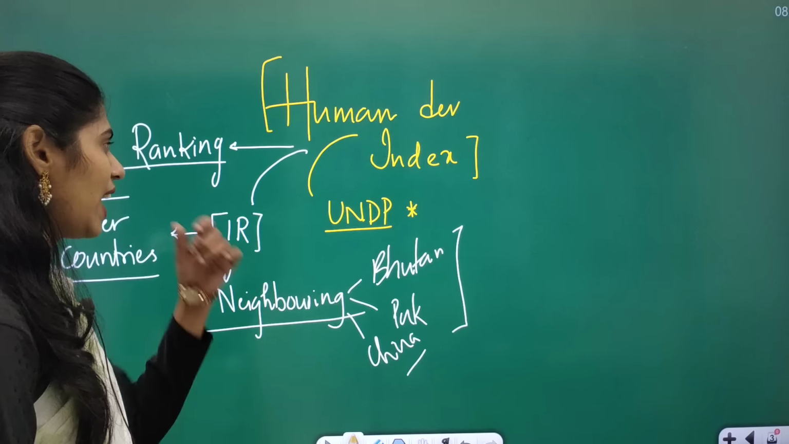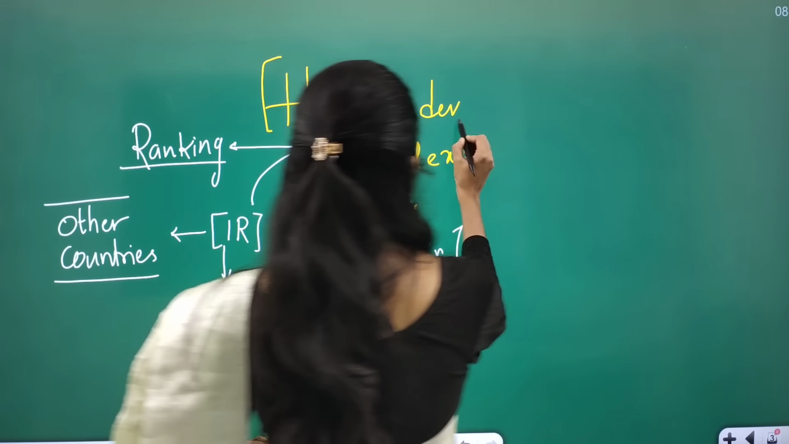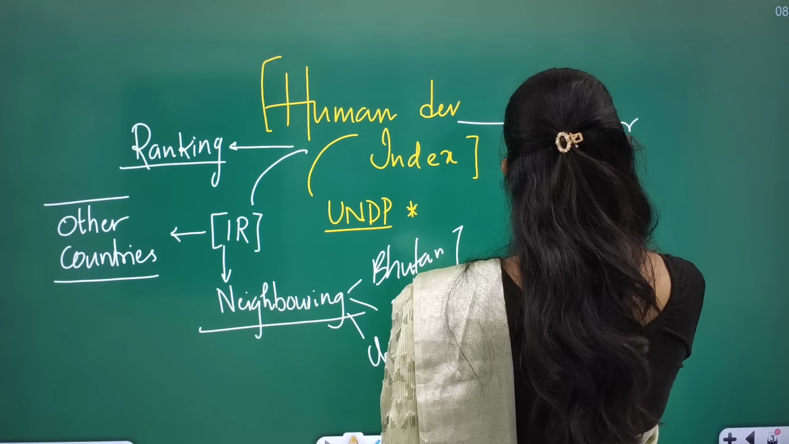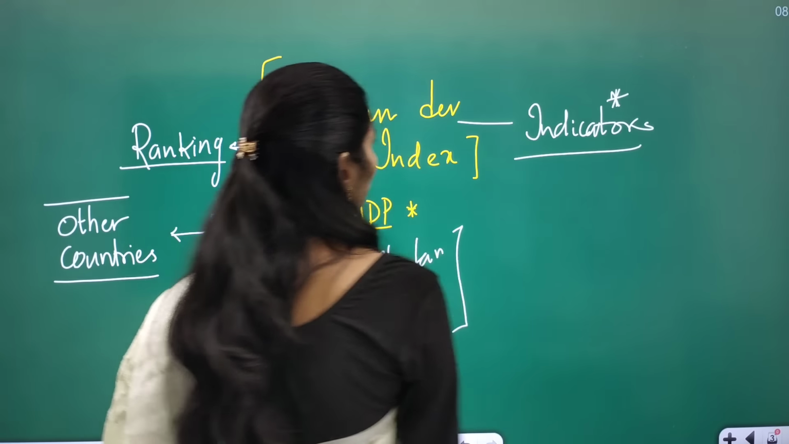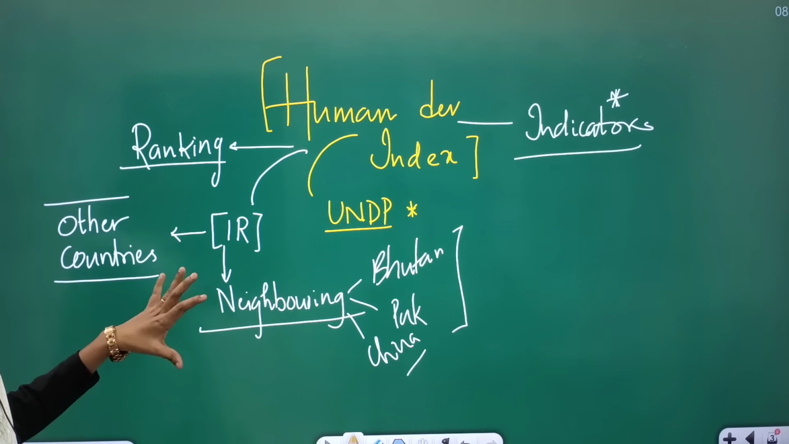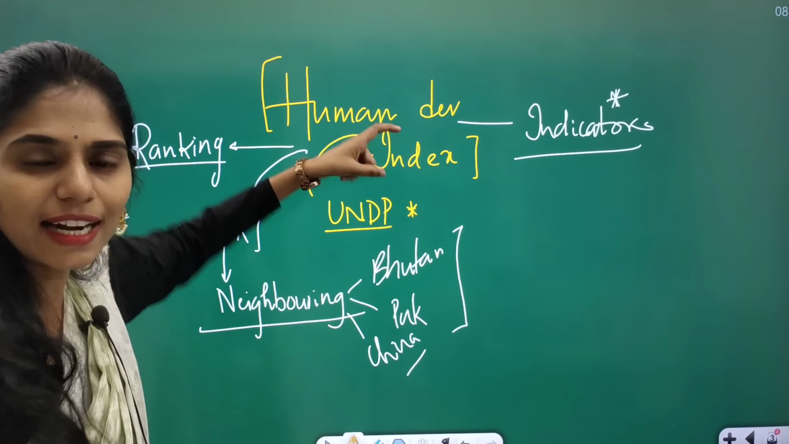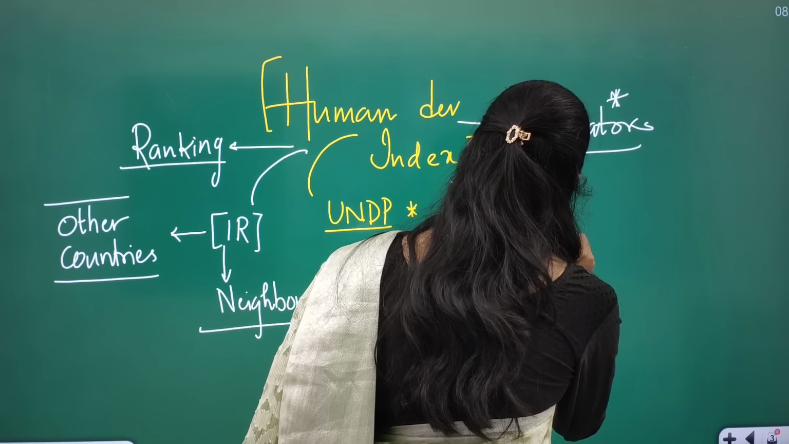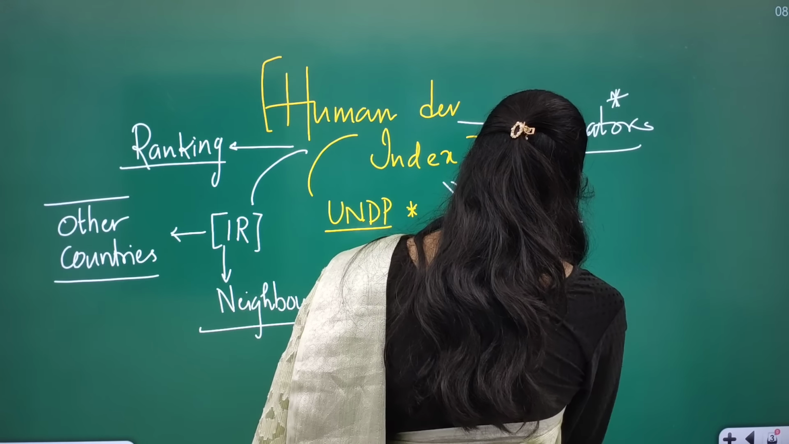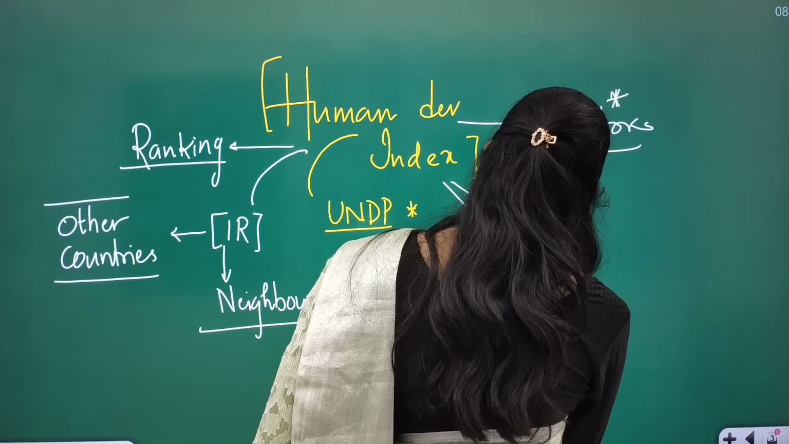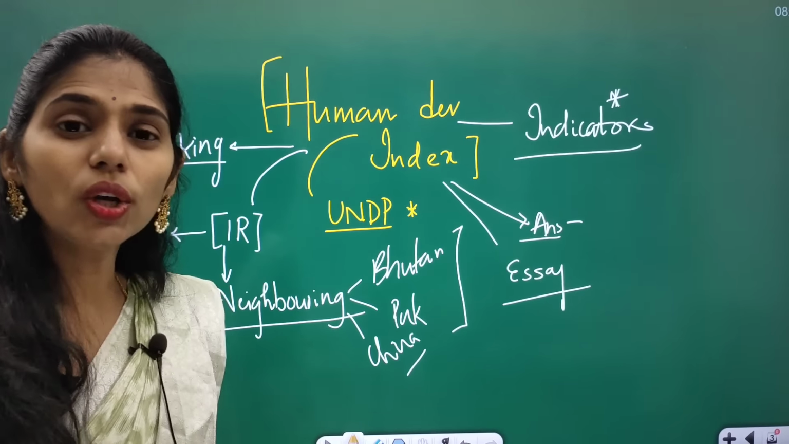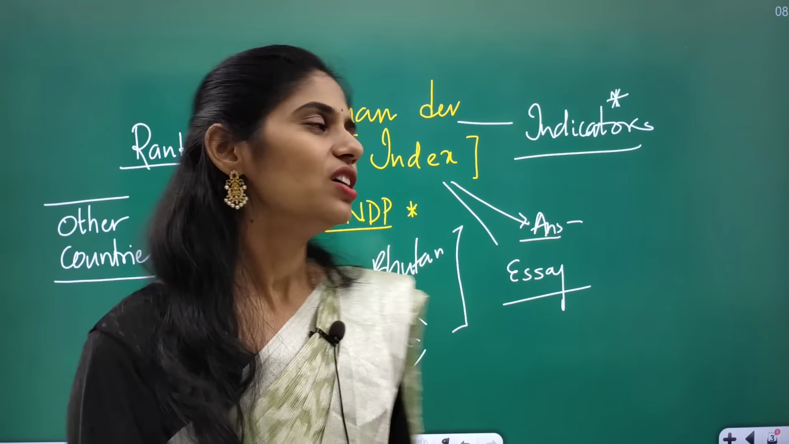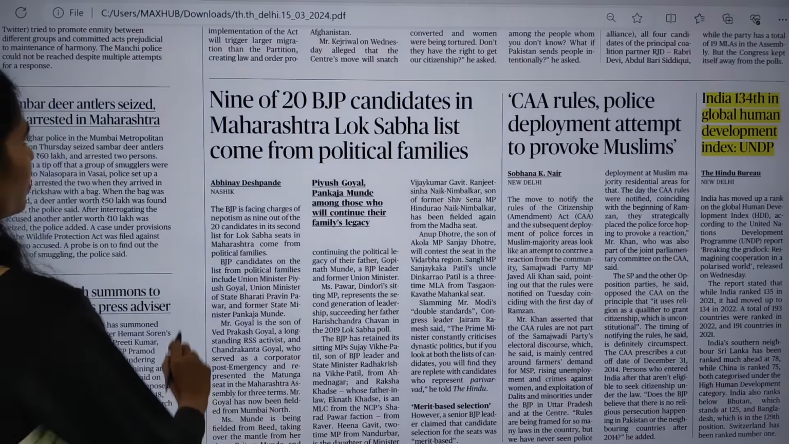And we have to see which indicators this index is based on. Based on these indicators also you can expect a question in prelims. And how you can use this article from a mains point of view is, whenever you are writing any answer or even your essay, you can quote this index so that it can add value to your answer. Okay, clear? So now let us see the details regarding this topic.